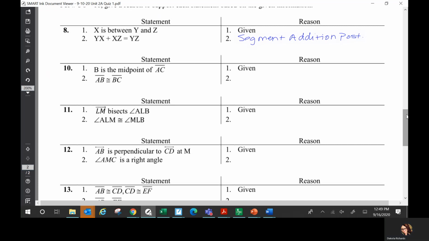Number 10 says B is the midpoint of AC. So if we draw a picture, B is the midpoint of AC. You know that AB and BC are the same. That is just definition of what? Definition of a midpoint.